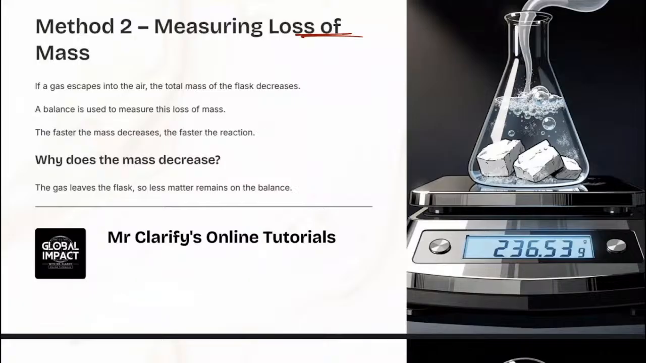Second, measuring loss of mass. So as the gas escapes, then mass is lost. Are we together? So this is what happens. The total mass of the flask will decrease. The faster it decreases, the faster the reaction. But if the mass is changing, and by changing we mean decreasing, because it is losing some stuff, then we know a reaction is happening.